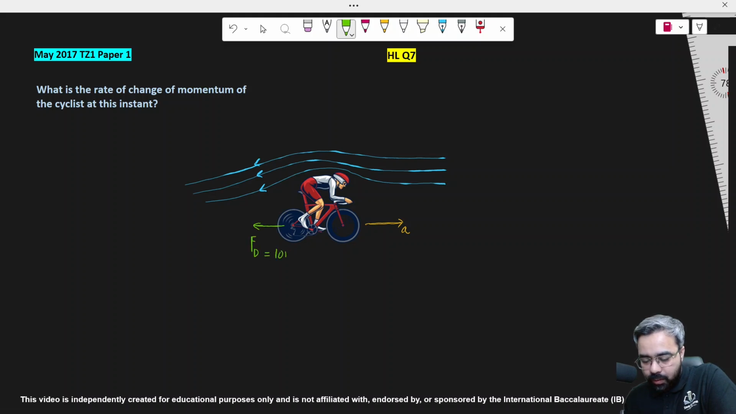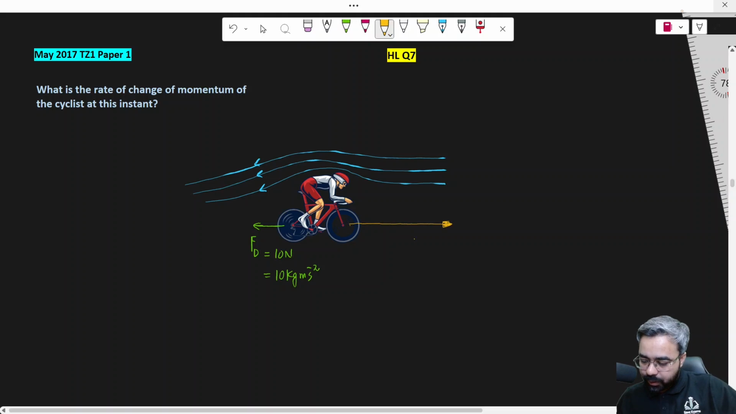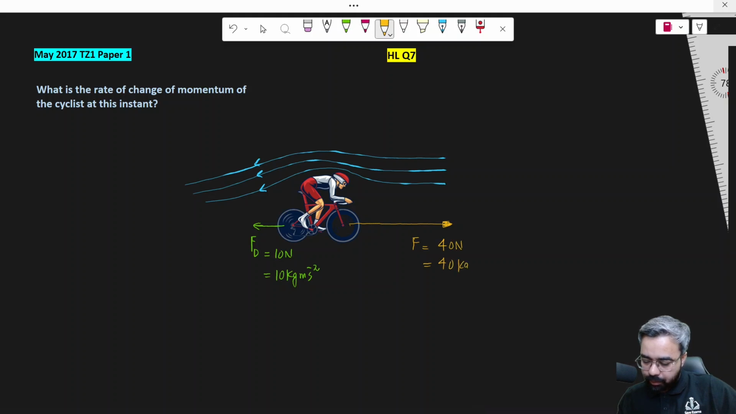It is 10 newtons, or you can say 10 kilogram meters per second squared in fundamental SI units. The mechanical force applied by his body is equal to 40 newtons. Yes, so this force is equal to 40 newtons, that is 40 kilogram meters per second squared.